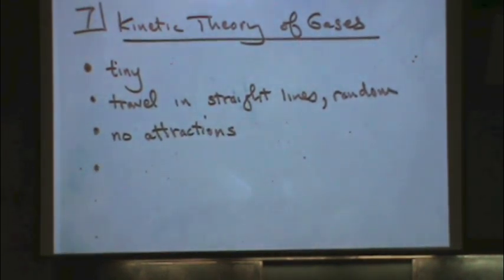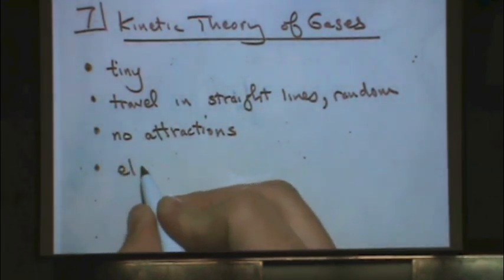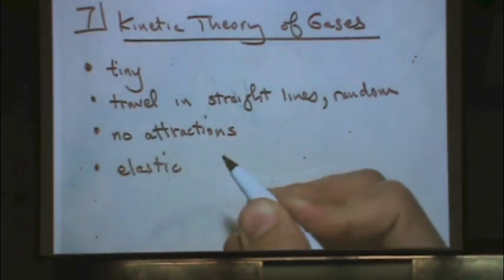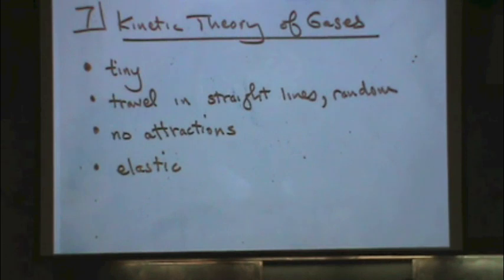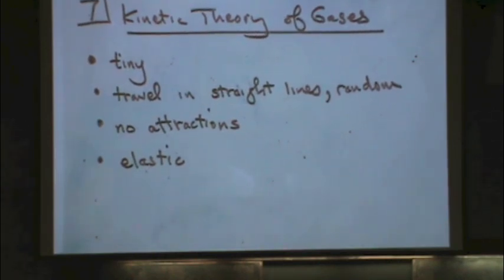Number 4, elastic. So they undergo elastic collisions. What does that mean? When they bounce off each other, there's no loss of energy. They bounce and still retain their energy. Either energy is transferred, but there's no loss of energy. So only transfer of energy, if anything.